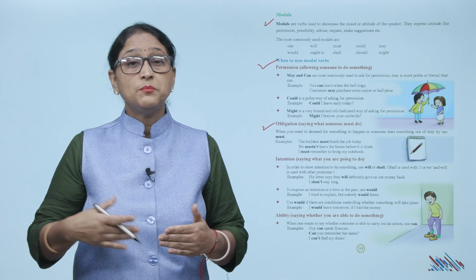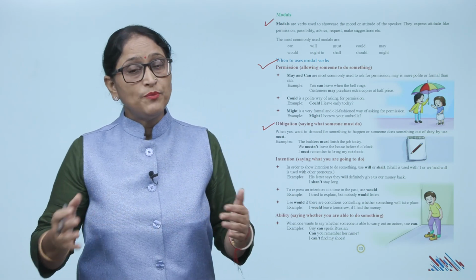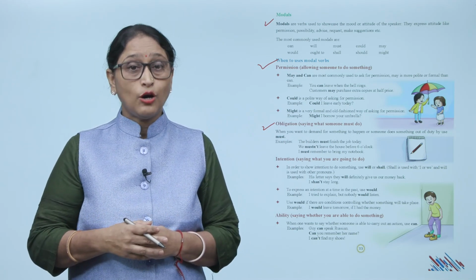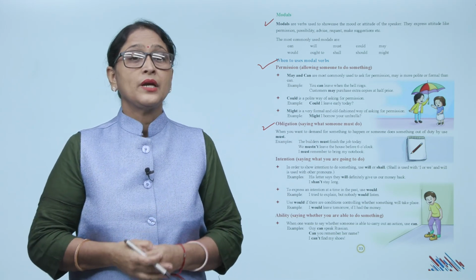Examples, the builders must finish the job today. We must not leave the house before 6 o'clock. I must remember to bring my notebook. Obligation है कि आपको ये चीज़ करना है. You are obliged to do that.